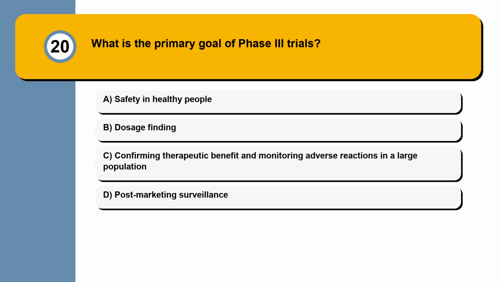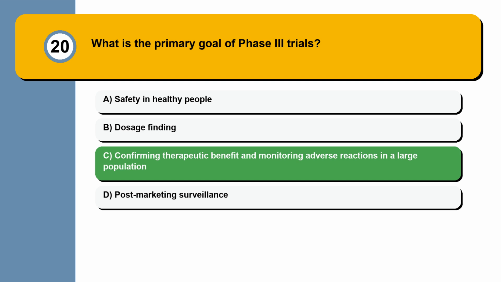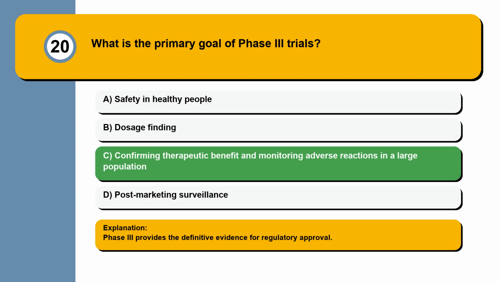Question 20. What is the primary goal of Phase 3 trials? Safety in healthy people, dosage finding, confirming therapeutic benefit and monitoring adverse reactions in a large population, post-marketing surveillance. Phase 3 provides the definitive evidence for regulatory approval.